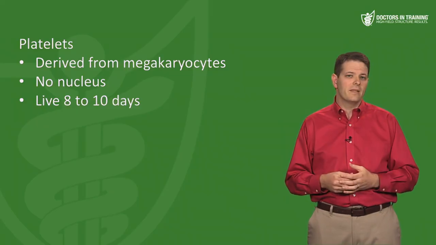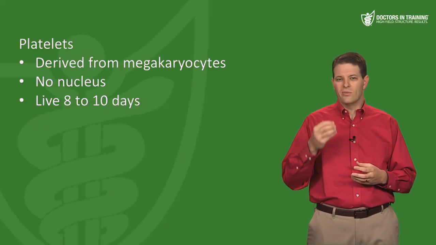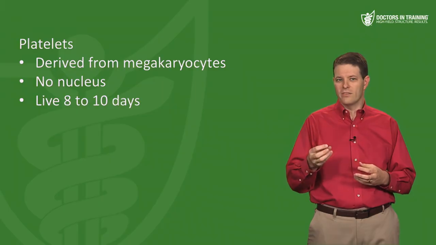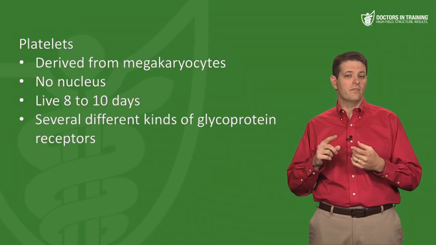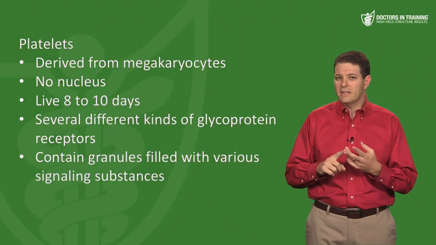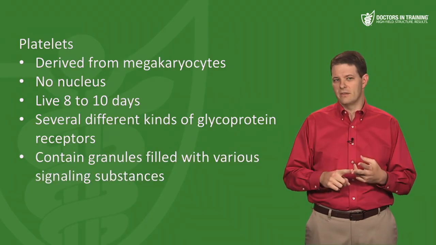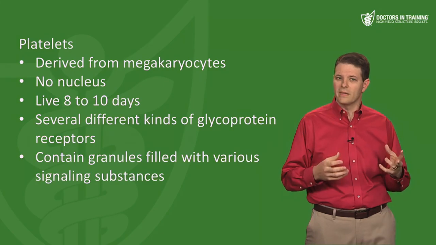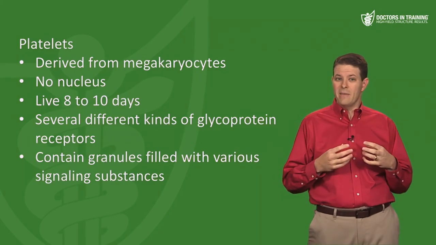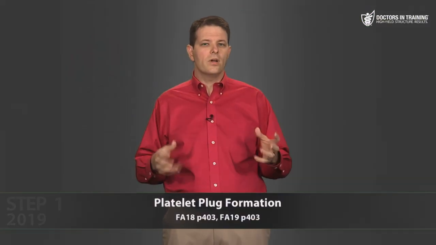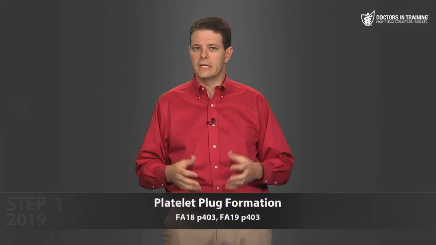It's tempting to think of platelets as these little inert fragments that don't really do much but plug up holes in blood vessels. But in reality, they're a lot more complex than that. They have several different kinds of glycoprotein receptors, and they contain granules filled with various signaling substances. There's actually a lot going on with the platelets, especially when you consider that since they have no nucleus and no DNA, they can't make any proteins. So let's talk about how platelets work, how they stop bleeding.